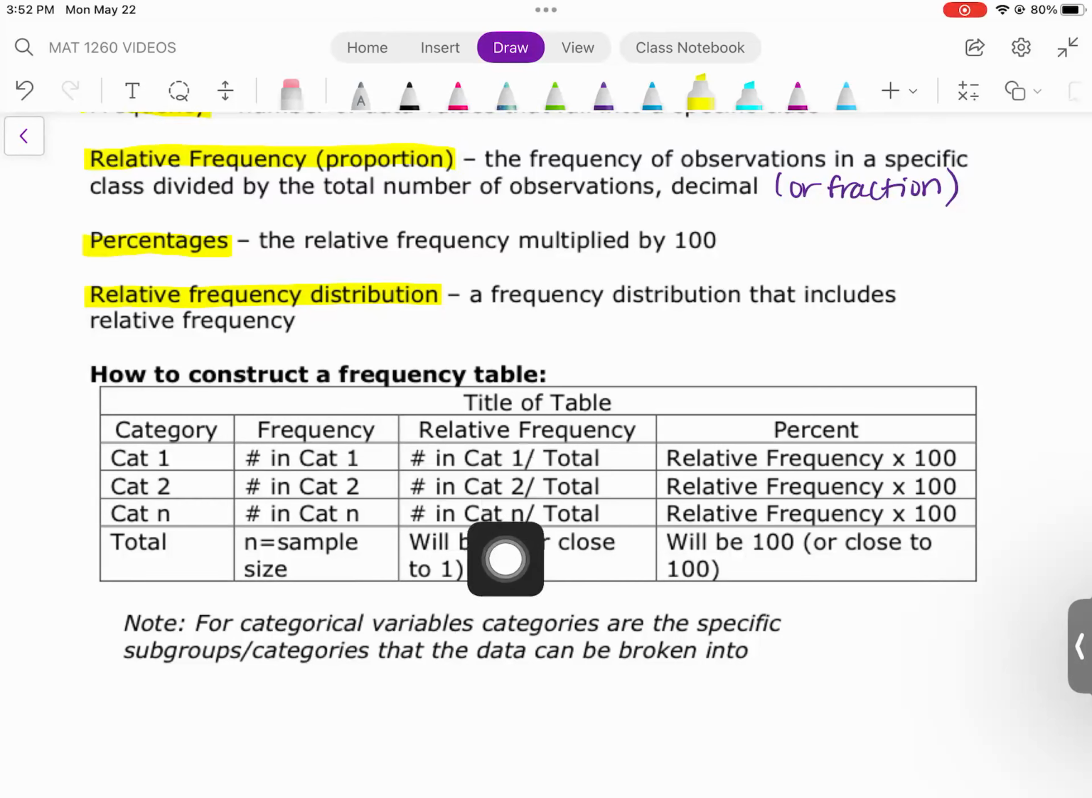The next column would be our relative frequency if that's asked for. The sum of your relative frequencies is going to be 1 or very close to 1 if we have rounded any values. And then our percents, we take the relative frequency from each class and multiply it by 100. And when we would sum those up, we would get 100 or at least close to 100 based on rounding. For categorical variables, the categories are the specific subgroups that the data can be broken into.